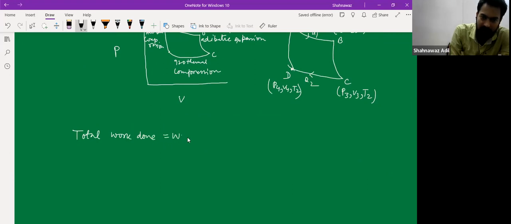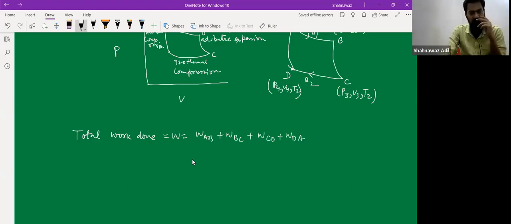Would be W, which would be AB plus BC plus CD plus DA, right? So this would be the total work done. So first, let us calculate W_AB. So this is isothermal expansion, right?